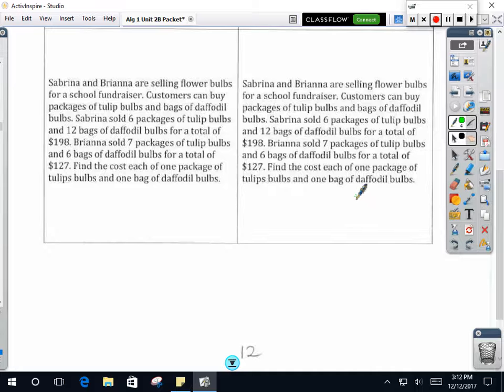Sabrina and Brianna are selling flower bulbs for a school fundraiser. Customers can buy packages of tulip bulbs and bags of daffodil bulbs. Sabrina sold 6 packages of tulip bulbs and 12 bags of daffodil bulbs for a total of $198. Brianna sold 7 packages of tulip bulbs and 6 bags of daffodil bulbs for a total of $127. Find the cost of each package of tulip bulbs and 1 bag of daffodil bulbs. So what are our unknowns? So we'll use T for tulip bulbs and D for daffodil bulbs.